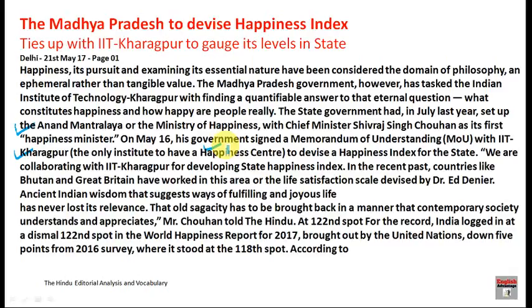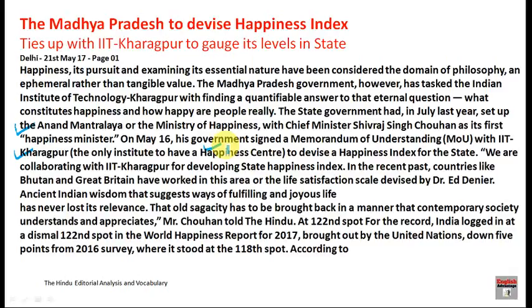Okay, now sagacity means wisdom or prudence. The old people used to think that if you are content, you are happy. The material things cannot make you happy. So that old sagacity has to be brought back, Mr. Chouhan told The Hindu.